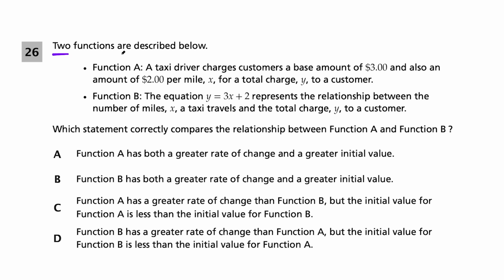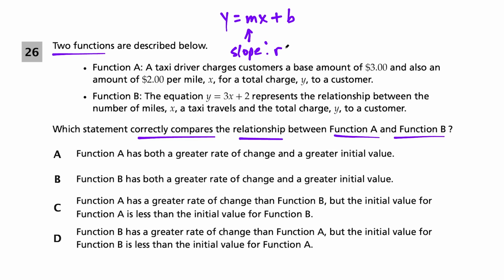Question 26: we have two functions described below, function A and function B, and we want to know which statement correctly compares the relationship between function A and function B. Just know in general, this equation is very useful: y equals mx plus b, where m is the slope, and in the context of word problems, slope is the rate of change. If we're talking about a graph, the slope is the rate of change, but we are especially looking for that phrase in this question. And b is the y-intercept, which represents the initial value.